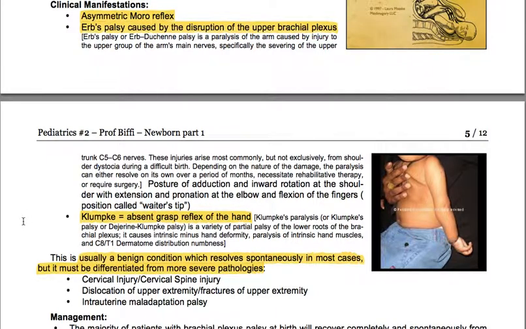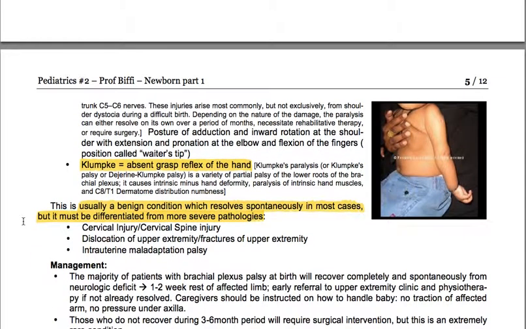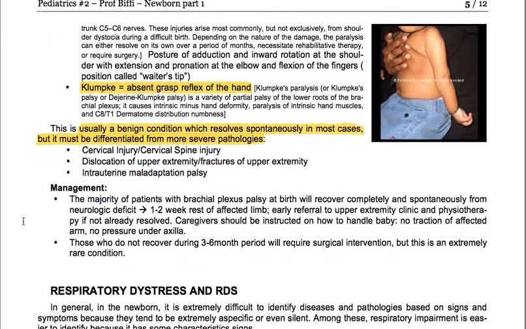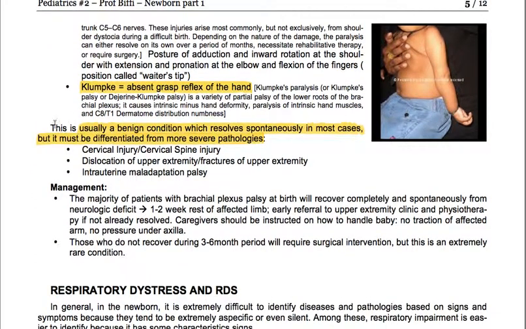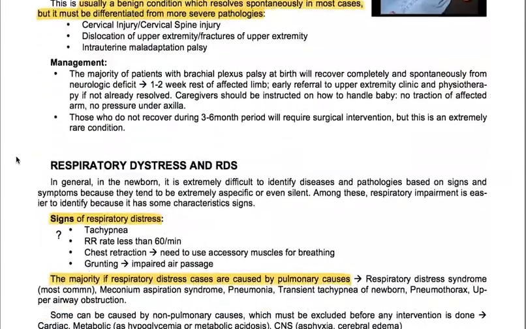Can have also Klumpke's palsy, which is absent grasp of the hand. This is usually a benign condition which resolves spontaneously in most cases, but it must be differentiated from more severe pathologies like cervical spine injury, dislocation of upper extremity, fractures of the upper extremity, and intrauterine maladaptation palsy. Brachial palsy is usually a benign condition.